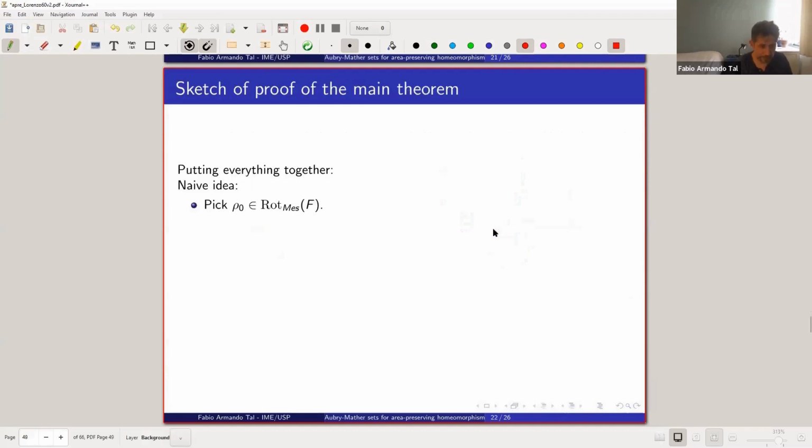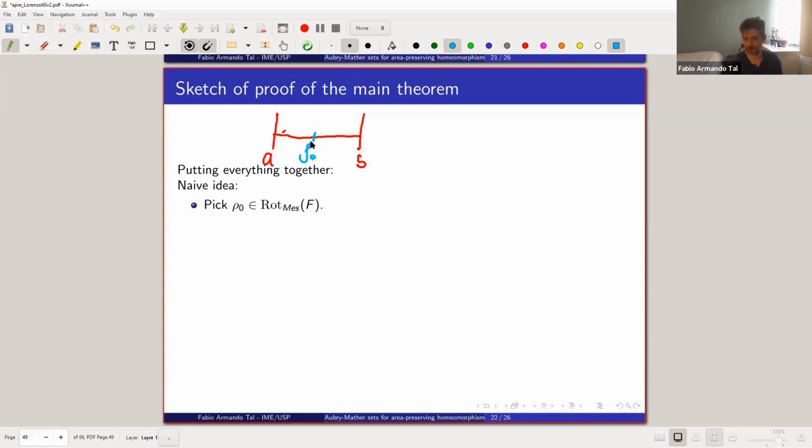Okay, so let me try to give a quick idea, trying not to be too complicated, of how we put everything together. So how to string together all the results we have so far. The idea here is we already have my rotation interval AB, and I'm going to take some rho 0 in my interval AB, and I'm going to try to see if I can find a compact invariant set that realizes rho 0.